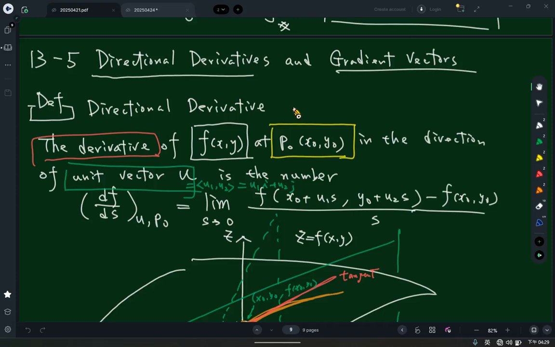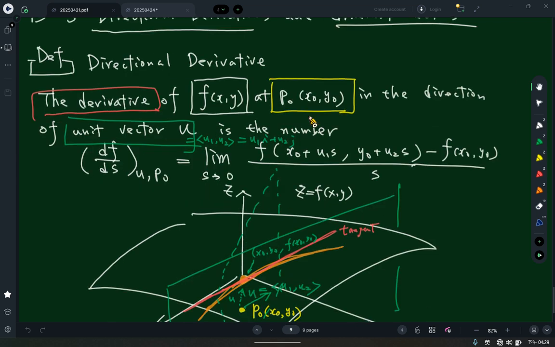So this Monday, we just stop here. Then we start to understand what the directional derivative is. And later on, I also show you what the gradient vector is. So let me spend some minutes to review the idea of the directional derivative.